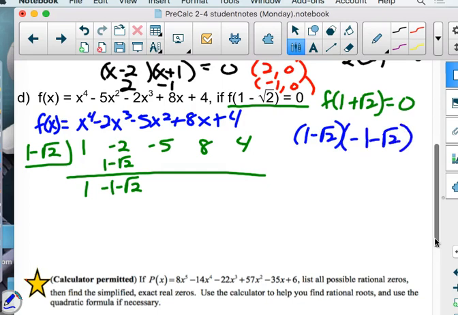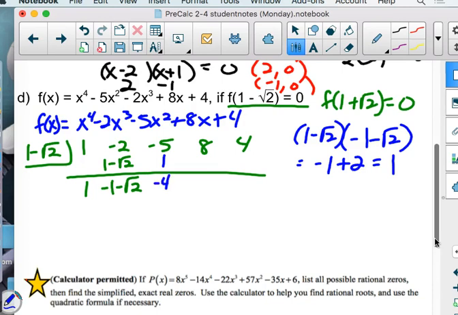If I do some FOIL on that, that'll give me -1 in the front. Outside would be negative square root of 2. Inside would be positive square root of 2, and that'll be gone. And then last times last, a negative and a negative give you a positive. Square root of 2 times the square root of 2 is square root of 4, which is 2. And that will give us 1. Well, that worked out kind of nice. So -5 plus 1 would be -4.